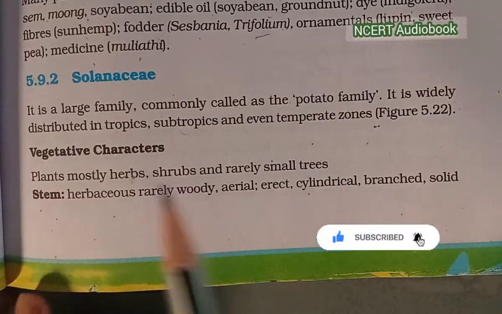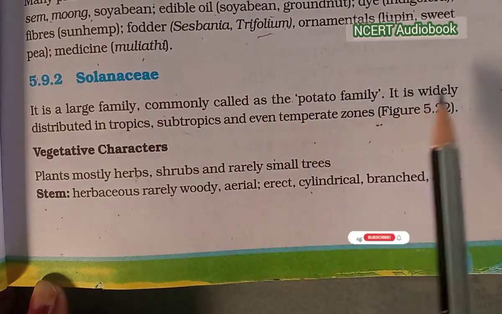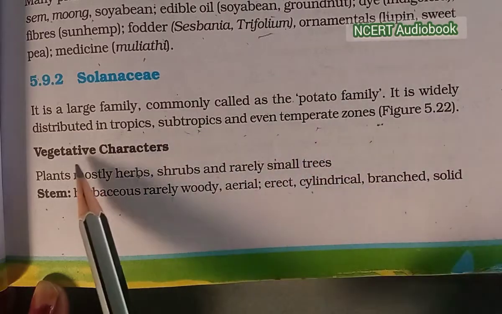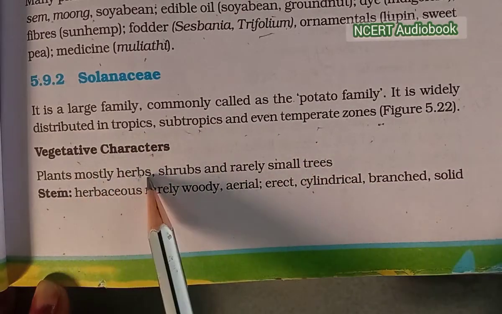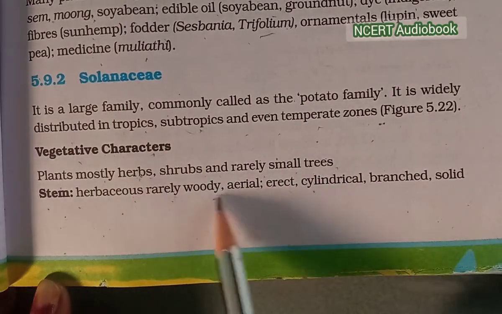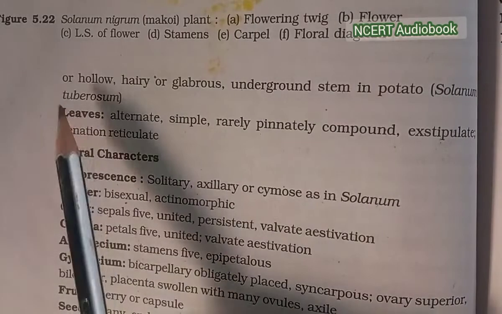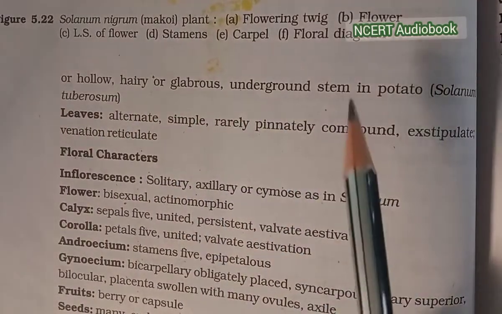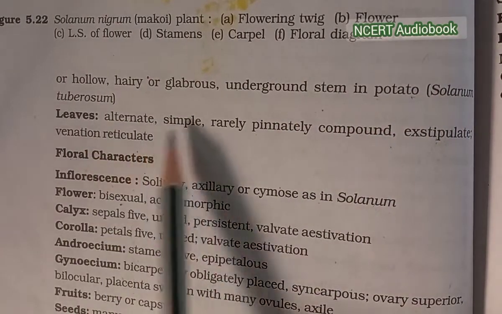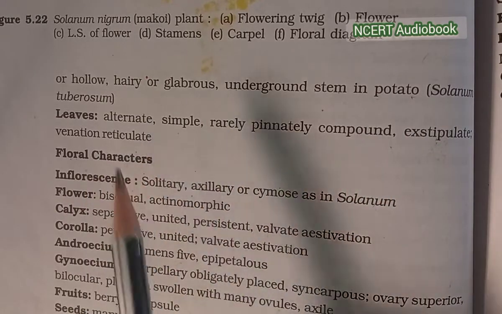Solanaceae. It is a large family commonly called the potato family. It is widely distributed in tropics, subtropics and even temperate zones. Vegetative characters: plants mostly herbs, shrubs and rarely small trees. Stem herbaceous, rarely woody, aerial, erect, cylindrical, branched and solid or hollow, hairy or glabrous. Underground stem in potato, Solanum tuberosum. Leaves alternate, simple, rarely pinnately compound, exstipulate, venation reticulate.